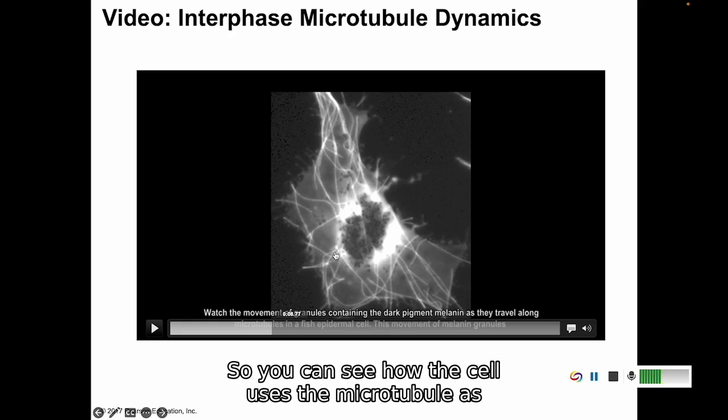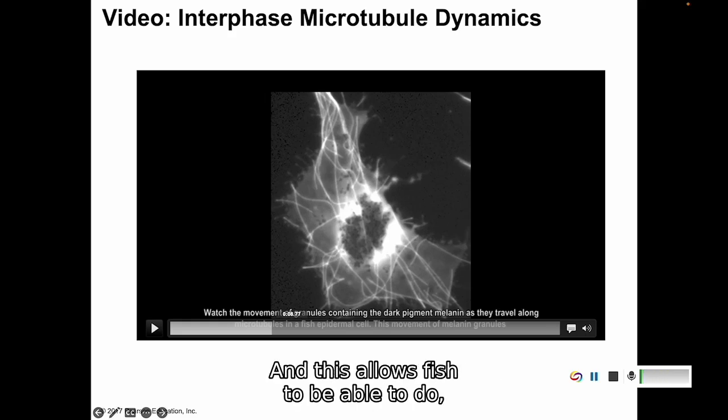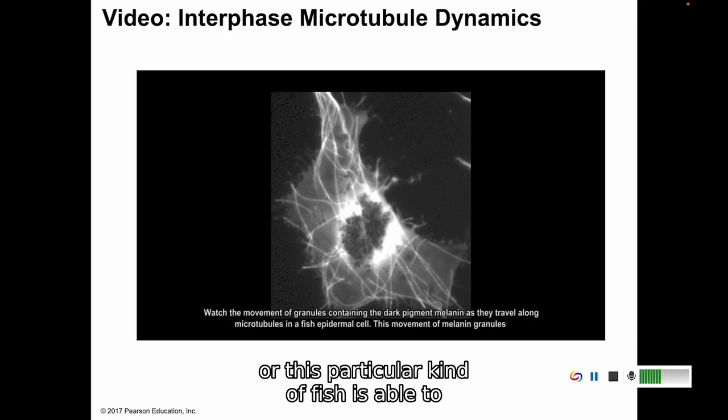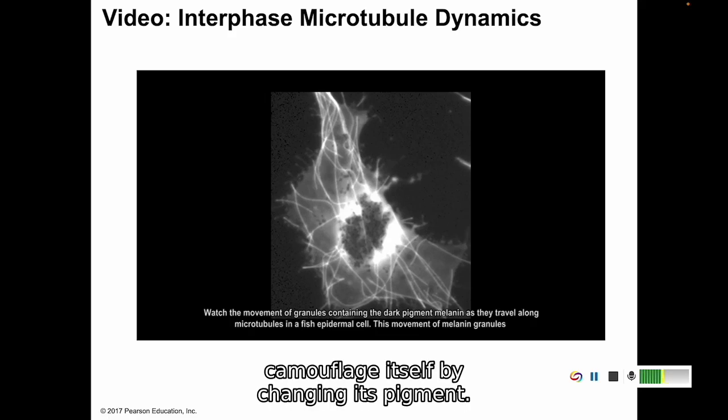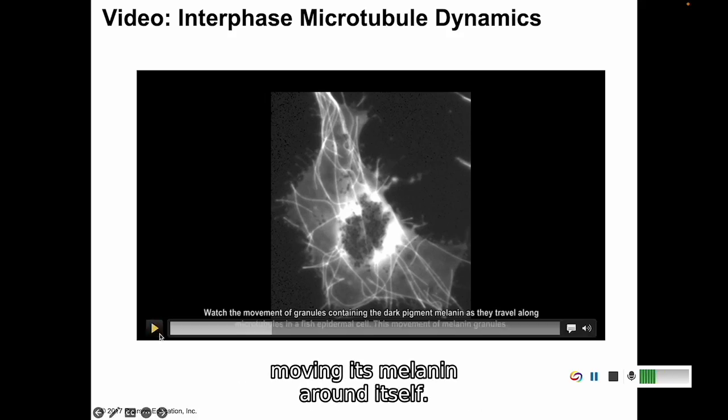So you can see how the cell uses the microtubule as a way to move the pigments where they need to go. And this allows this particular kind of fish to camouflage itself by changing its pigment. It changes its pigment by moving its melanin around itself.